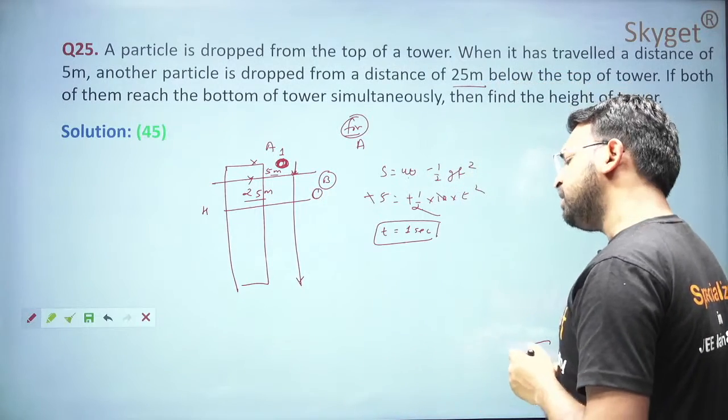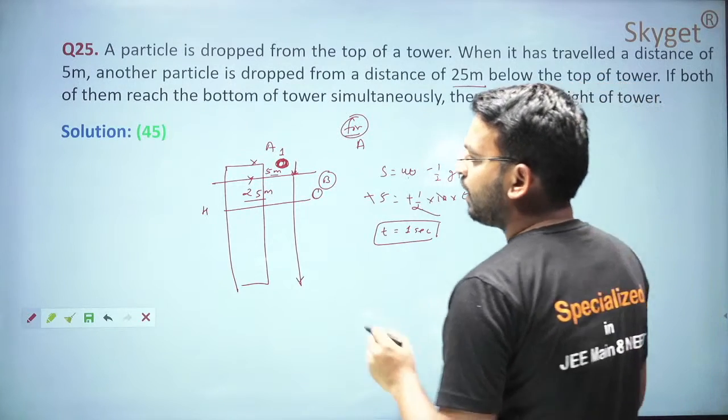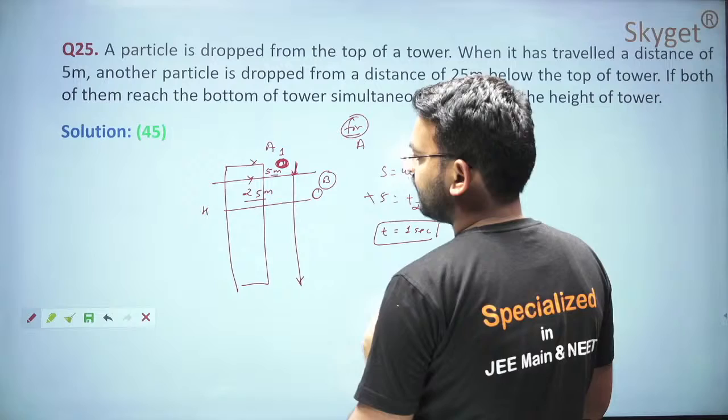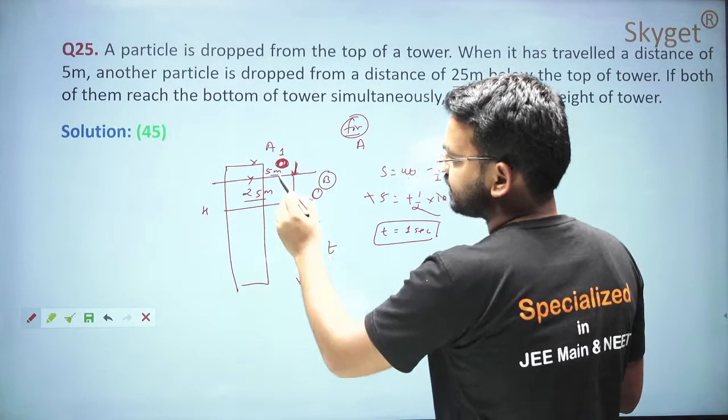Okay. Up to here I hope there was no problem. But after 1 second, let's suppose the time taken by this object to reach over here is t, and this is also t.